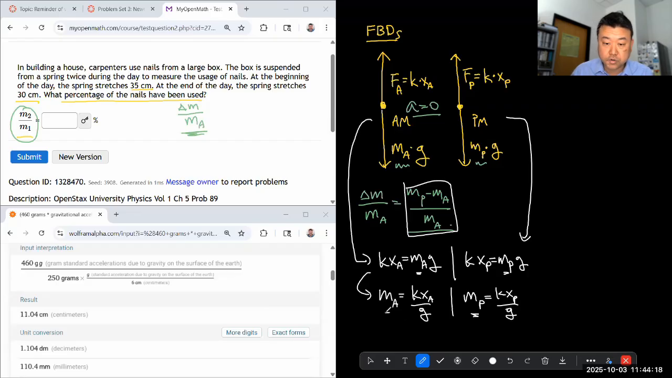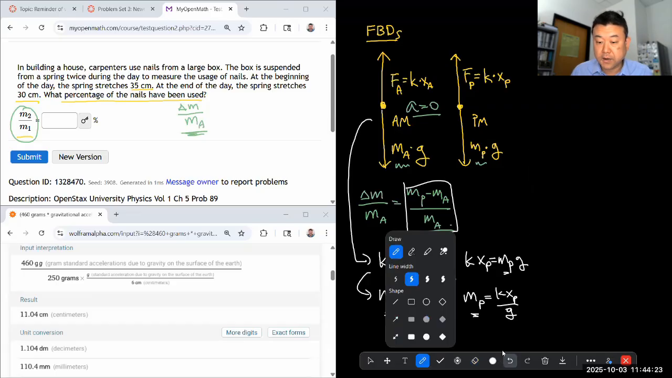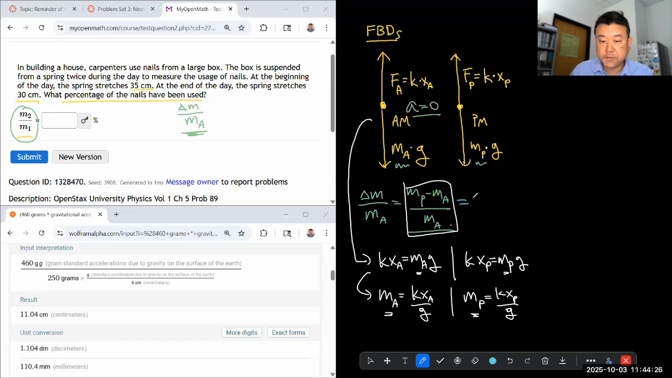So let me just plug in these two expressions into here, and let's see what cancels out. Writing it all out, this is equal to MP, KXP over g minus MA, KXA over g, divided by MA, KXA over g. And I see common constants that I can cancel out now. K is common in every single term, so I imagine on the numerator factoring out K and then canceling that with the K in the denominator, and same thing with the division by g, so that should cancel out.